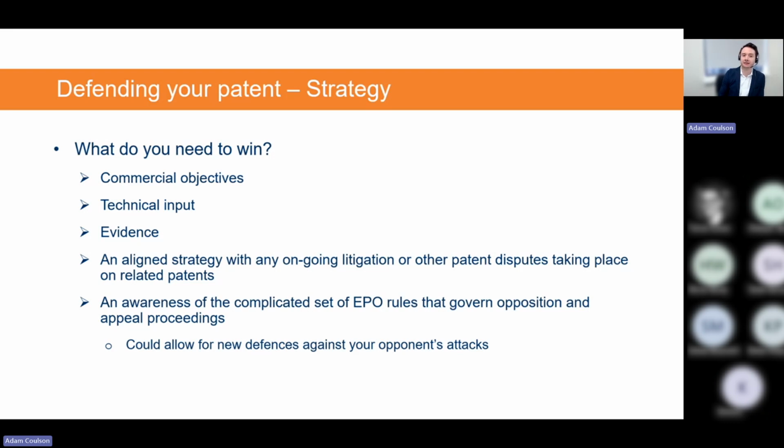If other disputes are taking place, it would be sensible to ensure that your EPO opposition defence strategy is aligned with the strategy taken to defend other related patents. And be conscious of the complicated set of EPO rules that govern opposition and appeal proceedings. There may be EPO Board of Appeal case law which supports your arguments, and this should be used where possible in your defence.